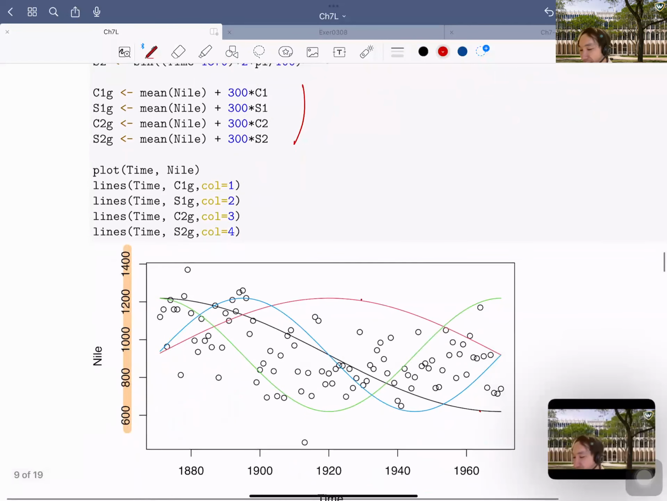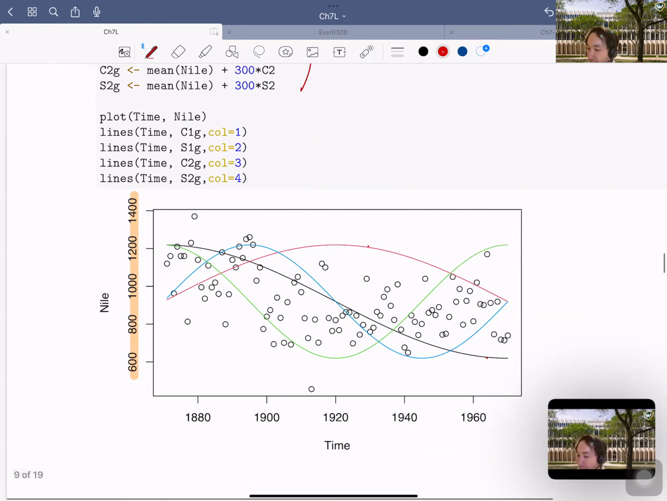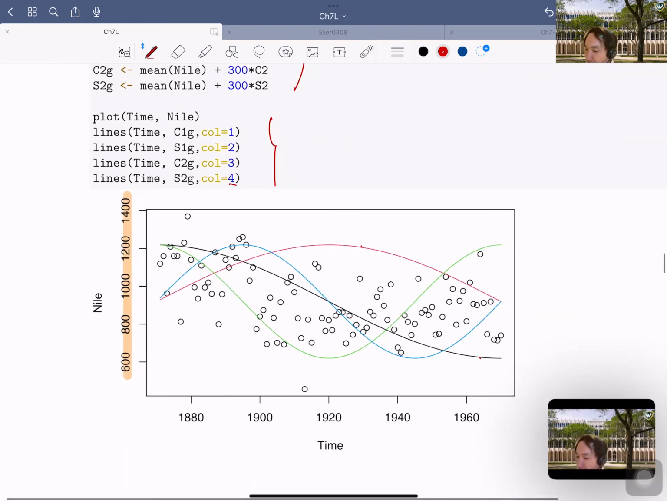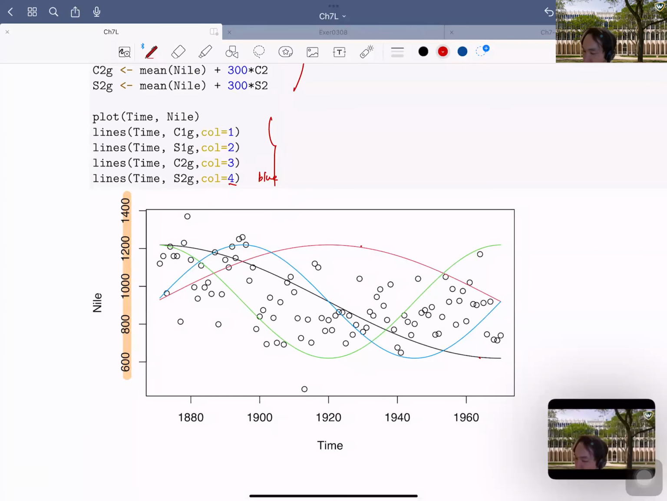Then I just overlay the original observations and these 4 curves. So the magnitude and level of these 4 curves are artificially determined, just to see the idea of this regression. Yeah, so here again, the color is blue. So black, red, green, and blue.